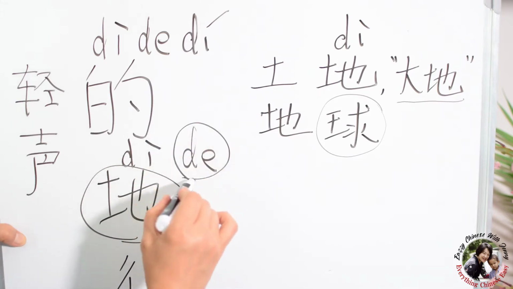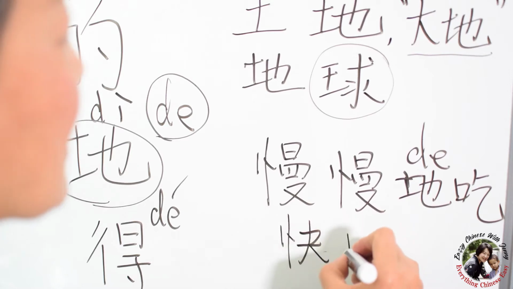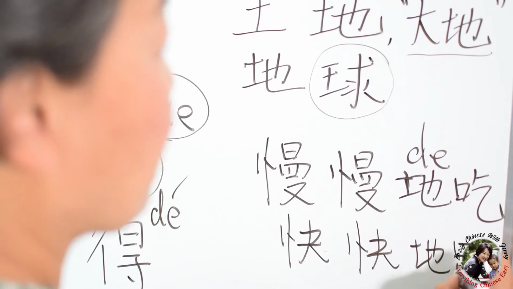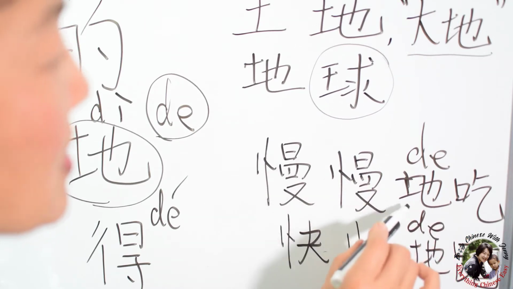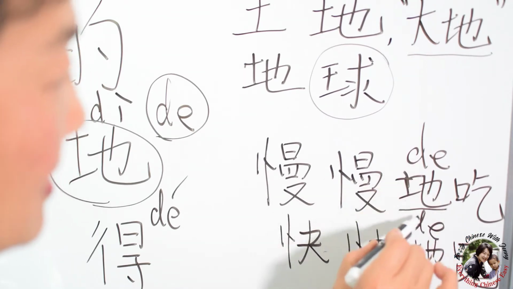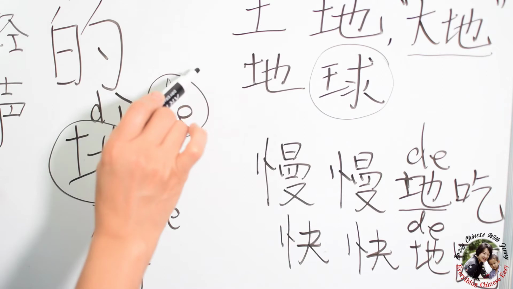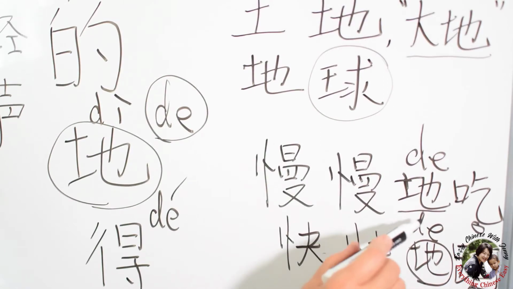But when it is a structural word, it is also a light sound. 快快地跑. 快 means fast. 快快地跑 means run fast. So when you use this structural word, the difference is this one is followed by the noun, this one is followed by the verb. See, eat, run. So in front of the verb, you need to use this structural word instead of this one.